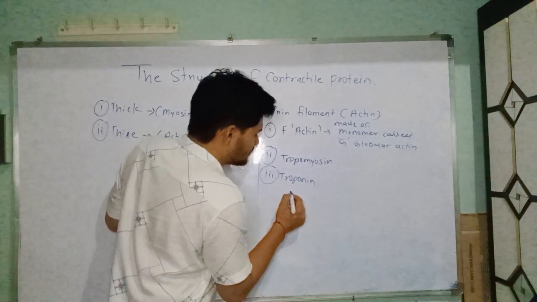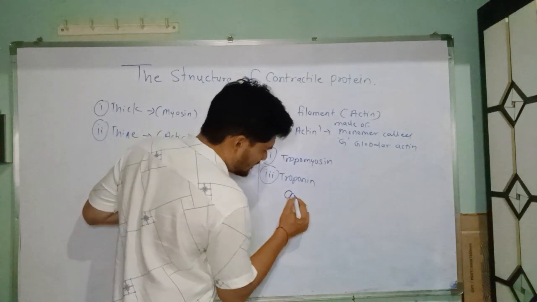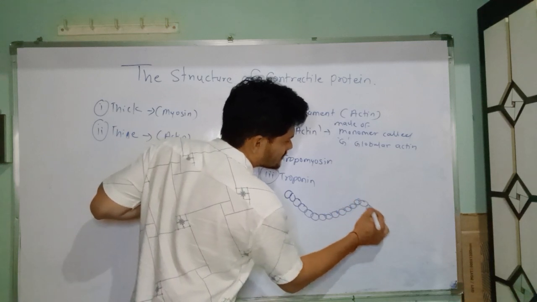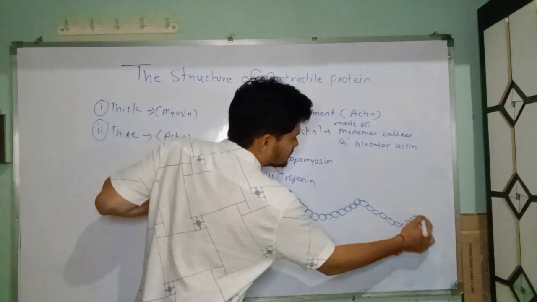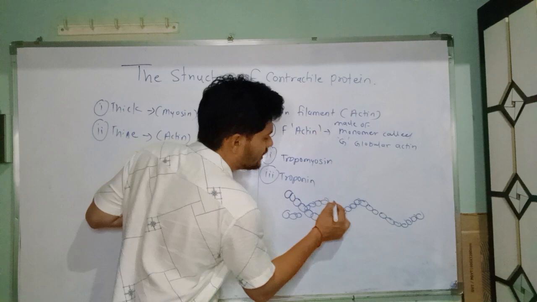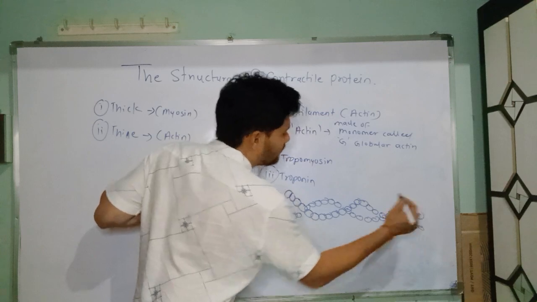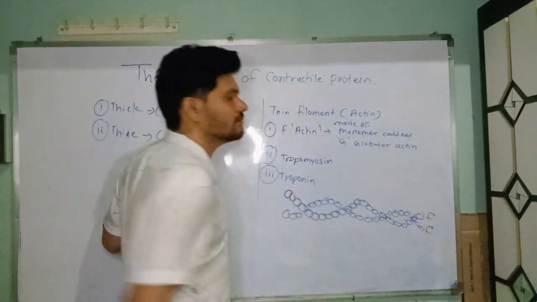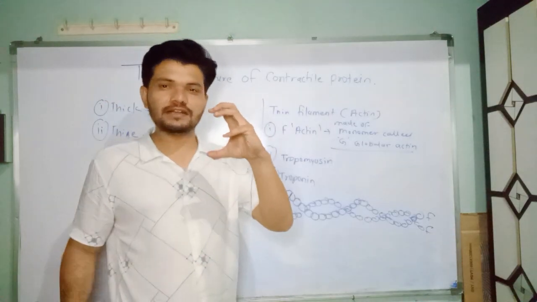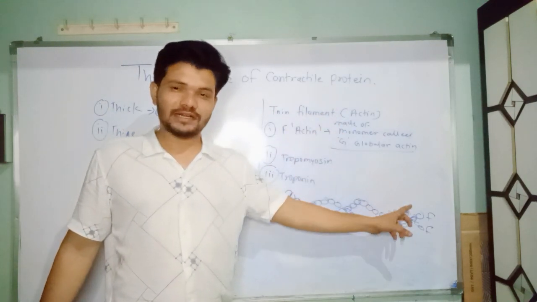Suppose this is a G actin, this is a monomer. Many G actins will unite and form a chain-like structure like this. So two F actin chains you have to draw. Here I am drawing two F actins for you. These are two chains of F actin, made up of the monomer called G actin. So many G actins unite to form filamentous actin, or F actin.